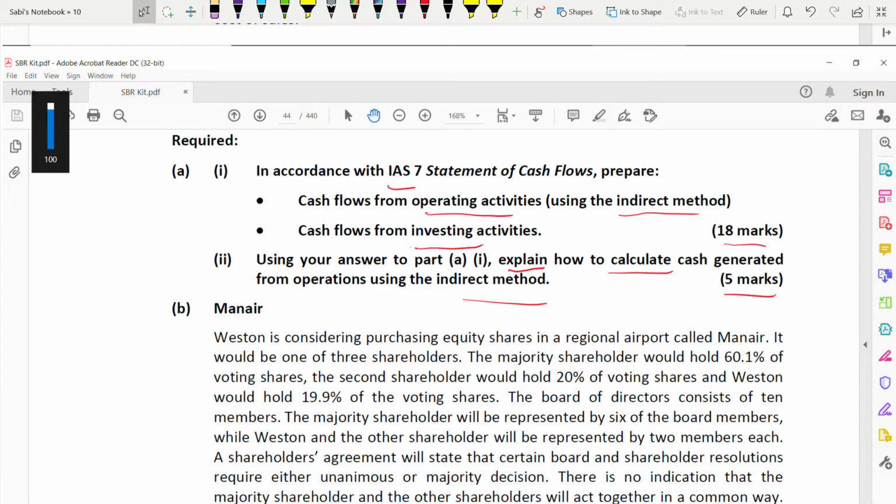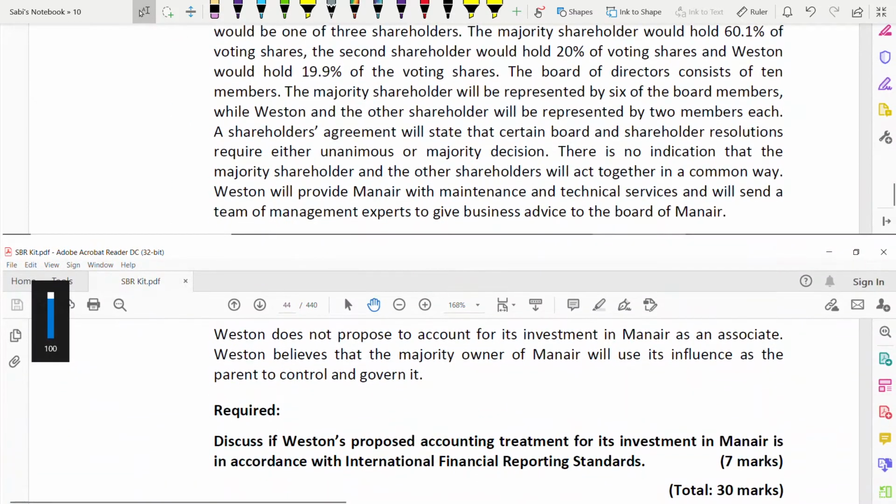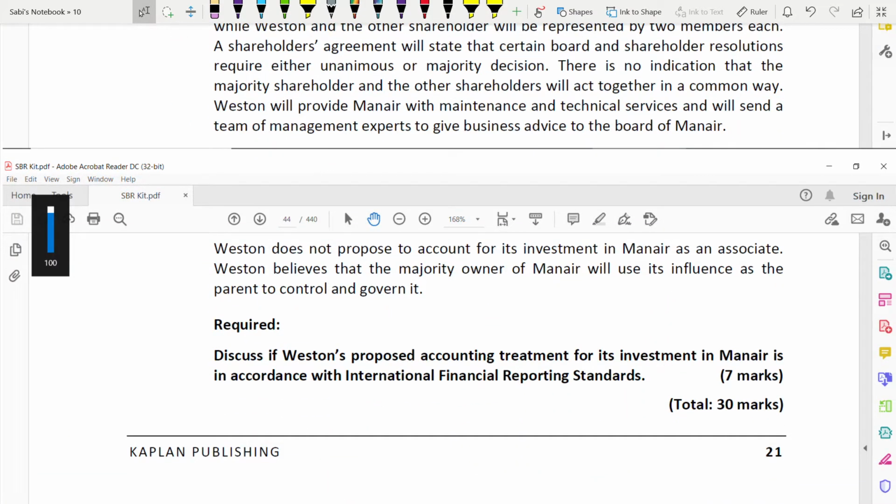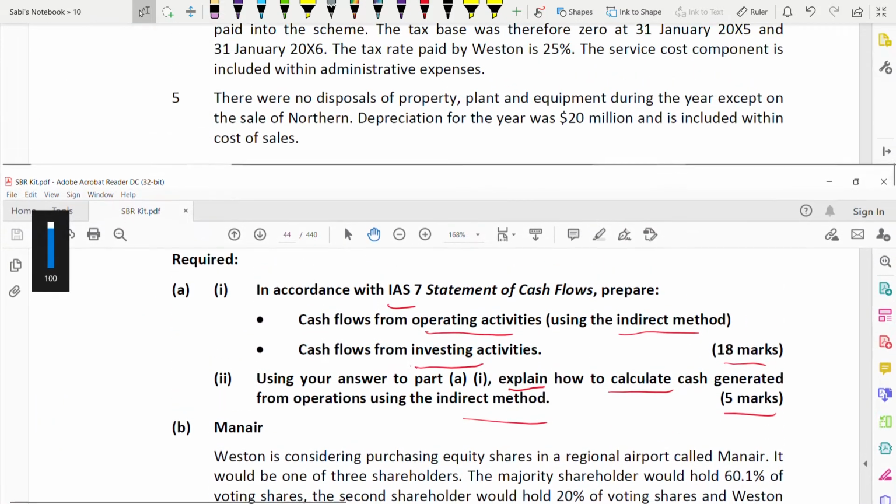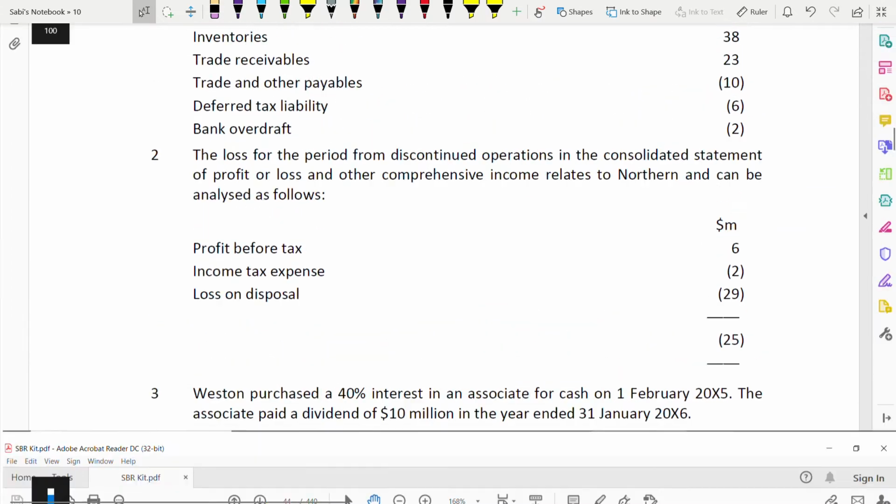Coming to part B, at least we can read the requirement. Discuss if Weston's proposed accounting treatment for his investment in Minor is in accordance with IFRS. We don't know which IFRS, we have to see. In SBR you can be given a question like this also, whether the accounting treatment a company has done is in accordance with the IFRS or not. For you to know whether it is in accordance with IFRS or not, first of all you have to know that IFRS, right? So let's go to part B later, and let us go to part A. You have to go through all these 5 notes.